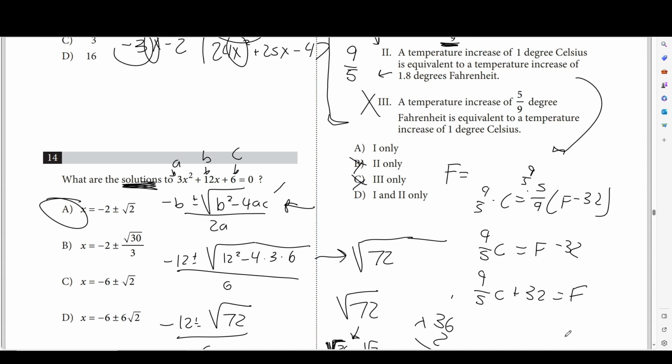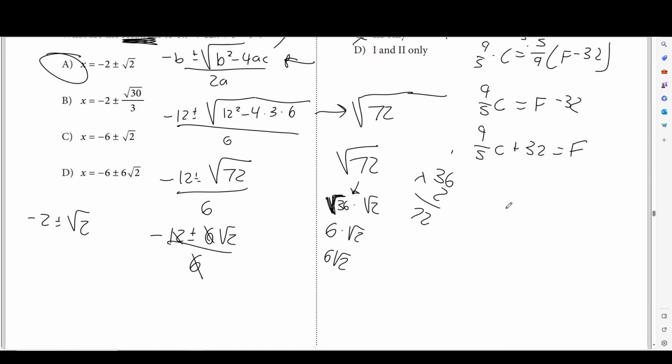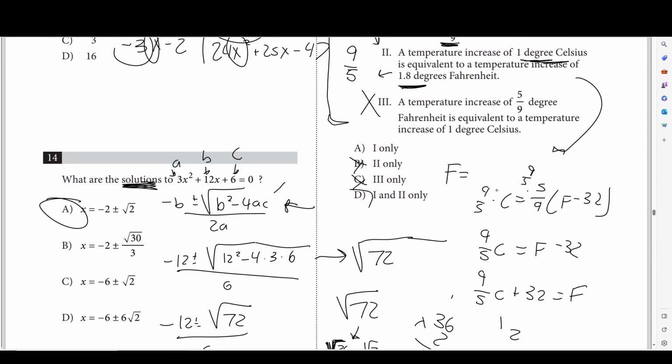And off the bat, I know this is right because if we look here, an increase of 1 degree Celsius is equal to an increase of 1.8 Fahrenheit, right? For every 1 C, this gets bigger by 9 over 5, right? Here I have 9 over 5. If this is 2, this becomes 18 over 5, right? For every increase in C, this is now increasing by 9 over 5, which is 1.8. So choice number 2 has to be also true.